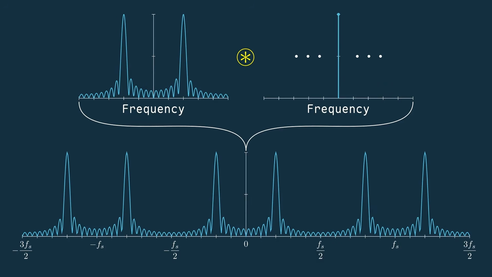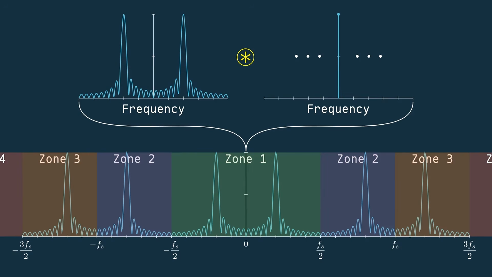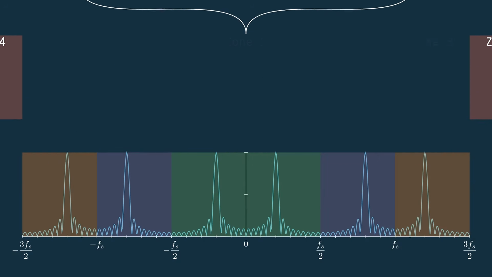And guess what the difference between each of these copies is? It's the sampling frequency. Each of these copies lives in their own zone, separated by half the sampling frequency, which we call Nyquist zones. And here's where the aliasing comes in.